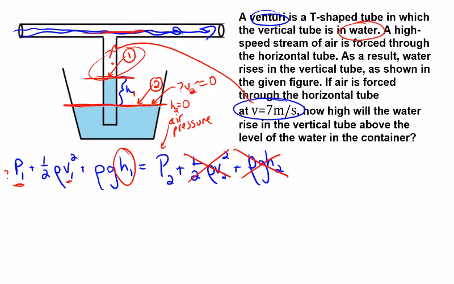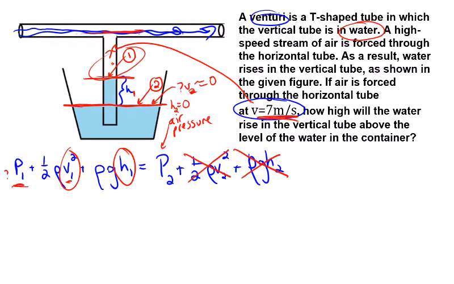So here's the really cool part with this one, and it's also the confusing part. We actually have to do this equation twice because right now I don't know what the pressure above the water is. And interestingly enough, this V1 is not this. It's not the 7 meters per second. That's how fast the air is moving.